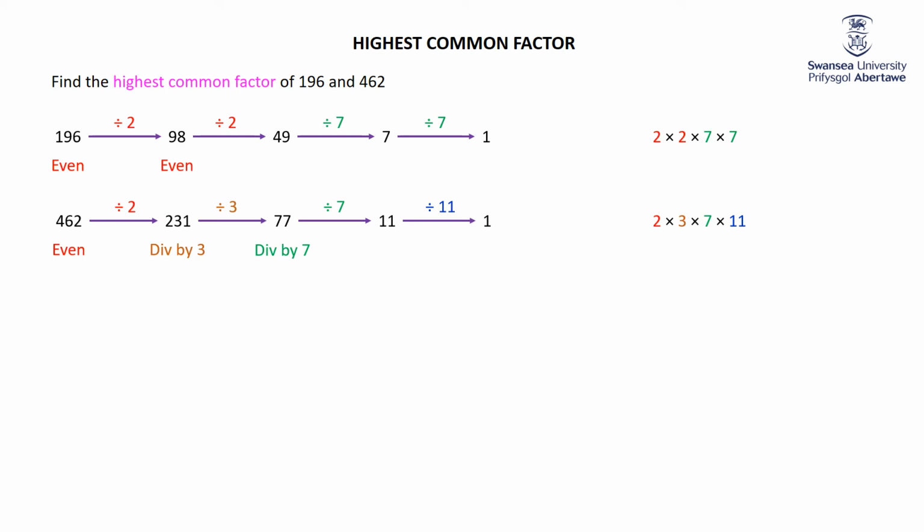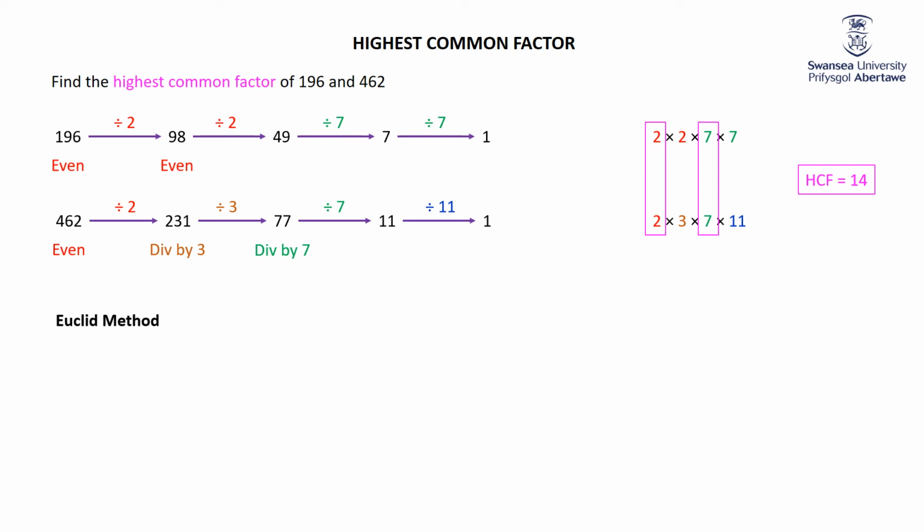Now, what are the common factors there? Well, they both have a 2 and they both have a 7. You don't have a second 2 in 462, you don't have a second 7 in 462, and you don't have a 3 or an 11 in 196. So the common factors are 2 and 7, thus the highest common factor is 14.